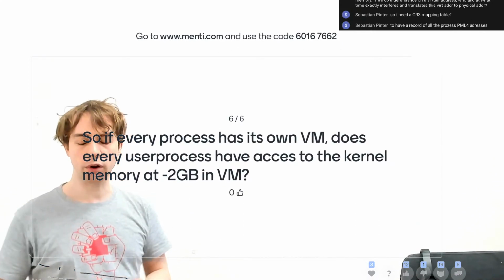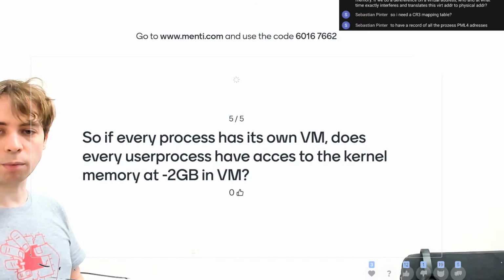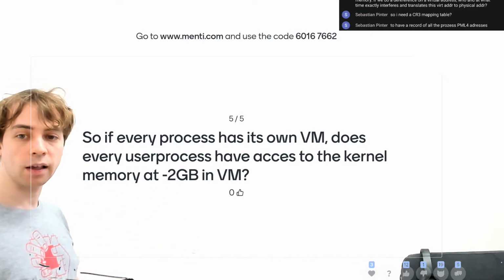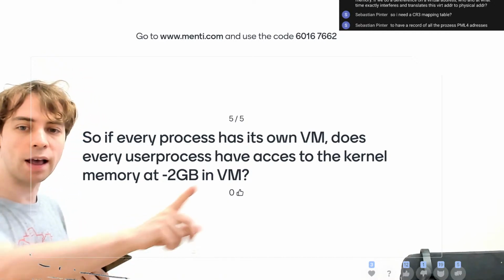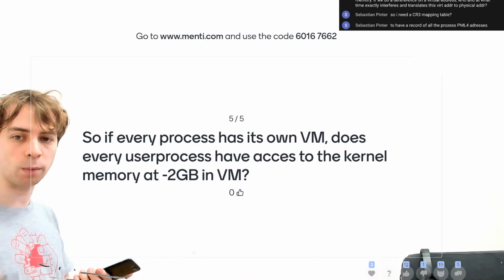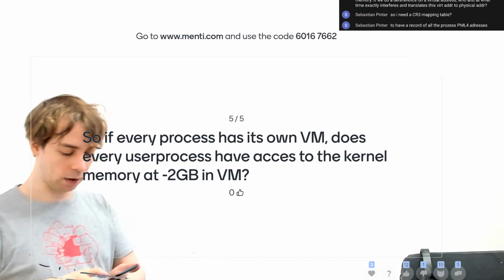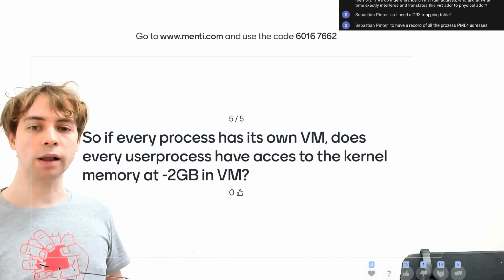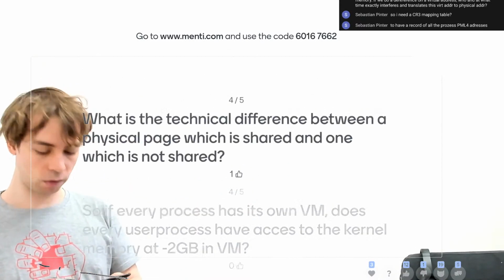So if every process has its own virtual memory, does every user process have access to the kernel memory at -2 GB in virtual memory? Yes, it doesn't actually have access, but the kernel is there. So if you switch into the kernel for a system call, then the kernel is exactly accessible there. And if it's not accessible, it's still there in user space at -2 GB in virtual memory.